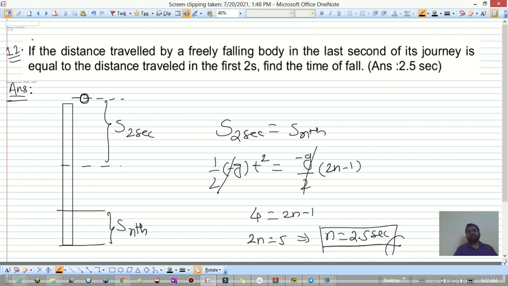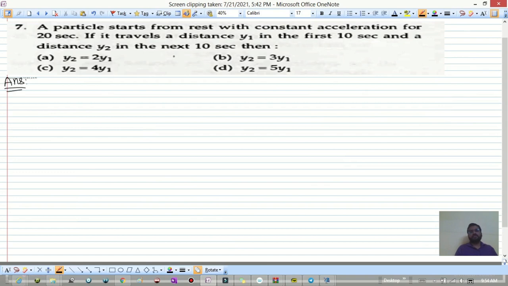Now we'll solve questions from DPP 3. So these are the questions from DPP 3 which I gave as homework. So 7th question: a particle starts from rest with constant acceleration for 20 seconds. If it travels a distance y1 in the first 10 seconds and distance y2 in the next 10 seconds, then what is the relation between y1 and y2?